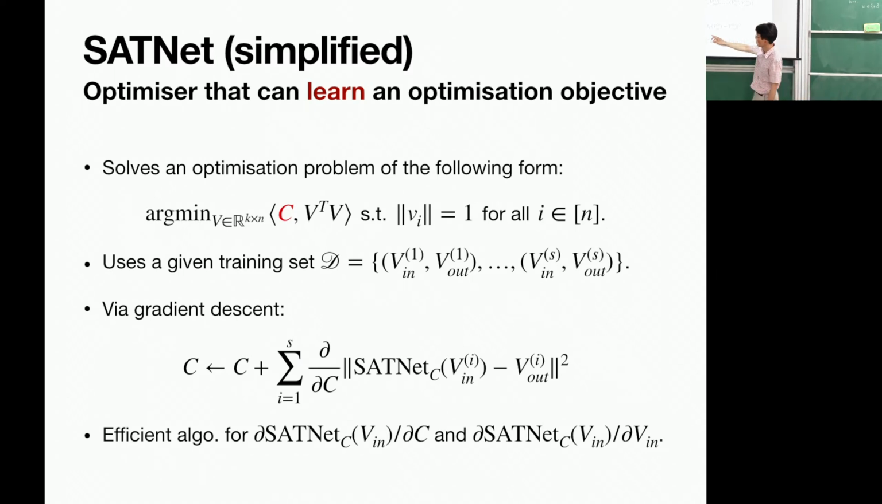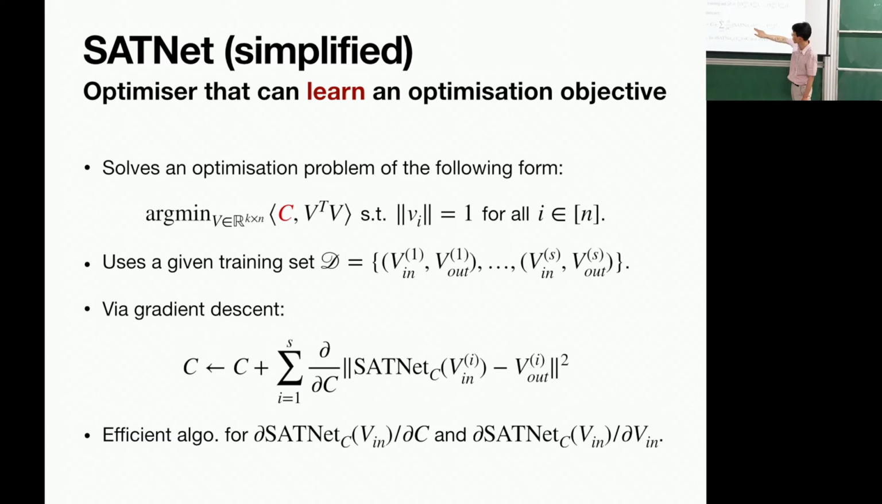One thing you can do is compute the errors of the current value of C with respect to these input-output pairs. So we apply SATNet to V in of the ith input, get the output, compare it with the true output, and measure the distance. Then we try to minimize the distance. It should actually be minus instead of plus. So we take a derivative which points in the direction of C that minimizes this difference, and we just keep following this direction, which is essentially the gradient descent algorithm. This is the algorithm employed in SATNet to learn the parameter C from a data set.